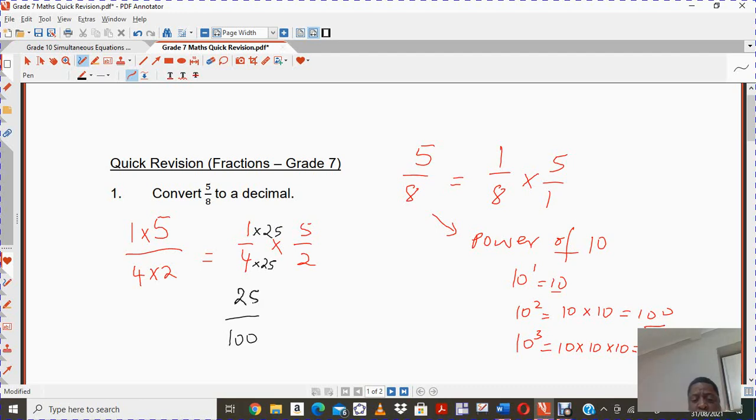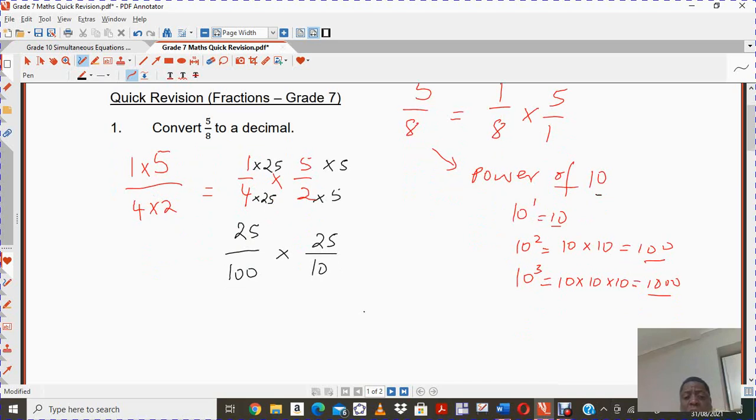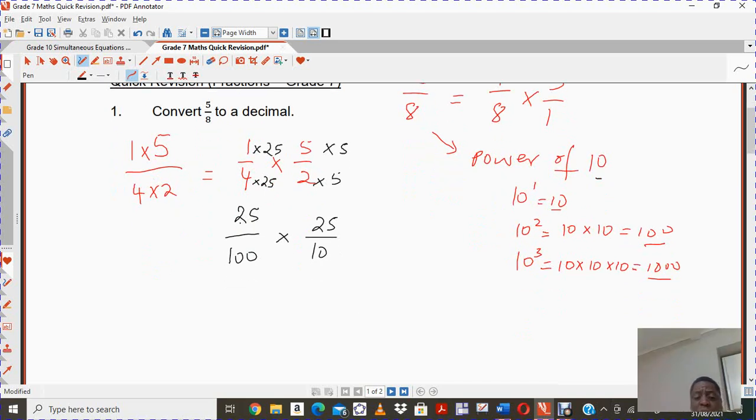This should actually be a little bit straightforward. And 2 can be a power of 10 by multiplying 2 times 5, which will give me 10. Are you with me? And then 5 times 5 on top there will give me 25. All right, so we are nearly there. So remember, one of the rules of multiplication is that you multiply the numerator with the numerator and the denominator with the denominator. So basically, it's 25 times 25 over 100 times 10.